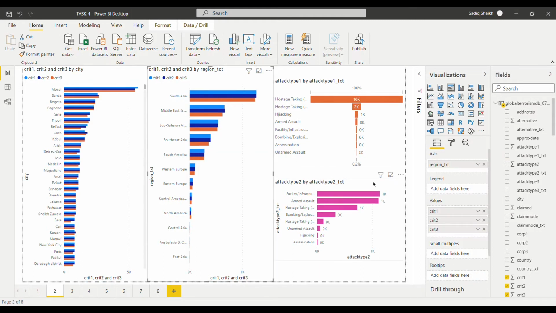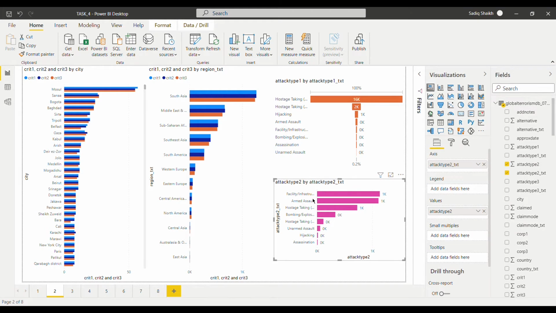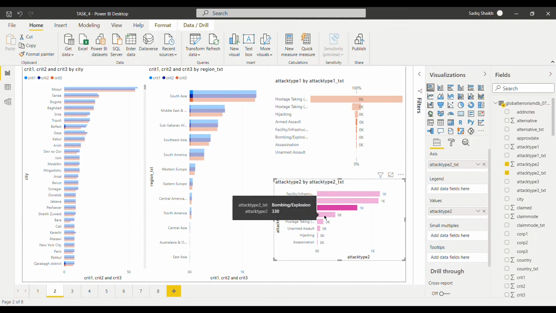This is attack type 2, which is the count of attacks. If you can see the facility infrastructure, most of the terrorist attacks are in the locality of the infrastructure areas, where there is a good, like in the city areas we can say. So this is the armed assault in these. The second is this region, then the kidnappings, then the bombing. This is the fourth type of attack. Bombing is the fourth one. So such are all the types of attacks.